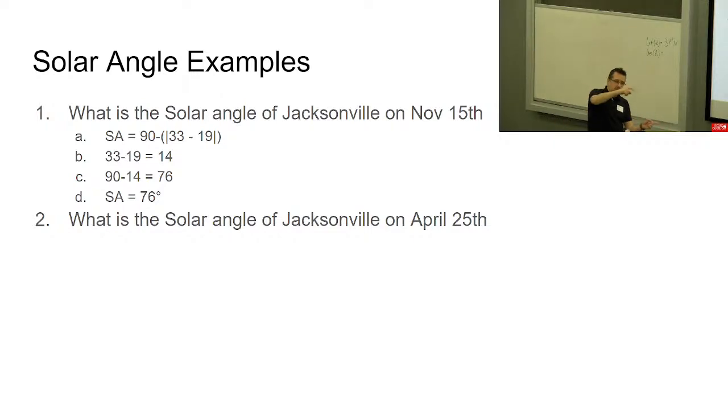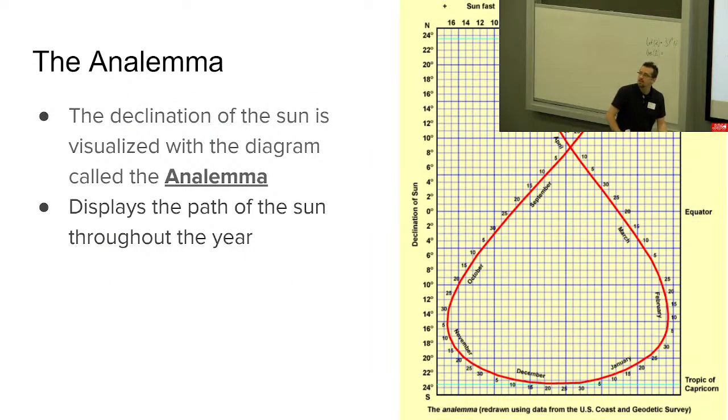Well, we're going to have to go back to the analemma. So let's go back and look at where the sun is on April 25th. So looking at the analemma on April 25th, we are roughly 11 degrees, I believe. A little higher than that. It's like 13. Yeah, it's like 13 degrees. We're just going to go with that. But here's the important part. We see that we are 13 degrees north.